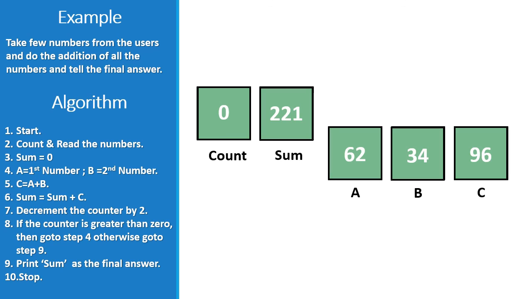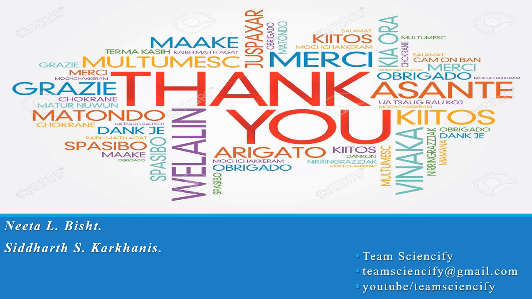Step 9 is to print the value in the box named sum as the final answer. So here the addition of the given 10 numbers is 221, which is printed, and the process will be stopped. In this way, we can use the box method for writing, understanding, and even error debugging. Thank you. Here we have finished the theory part of this subsection.